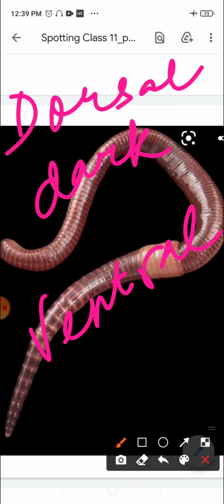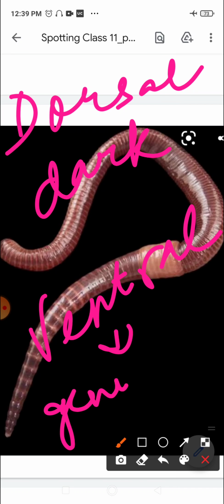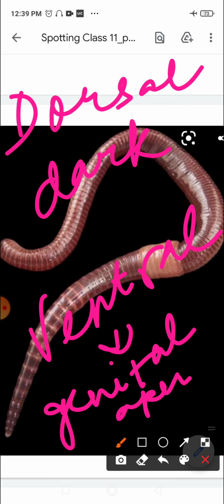What is present? The genital aperture, right? What is an aperture? An aperture is an opening. So the genital aperture is present in the ventral region. Papillae are located in the anterior region of the body.